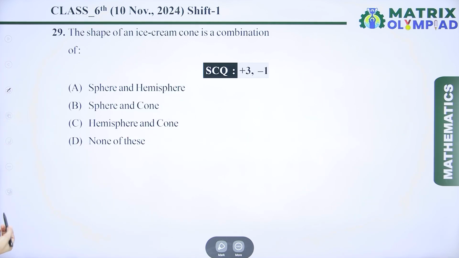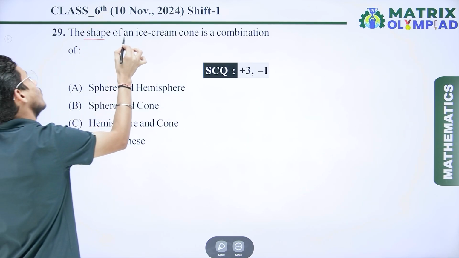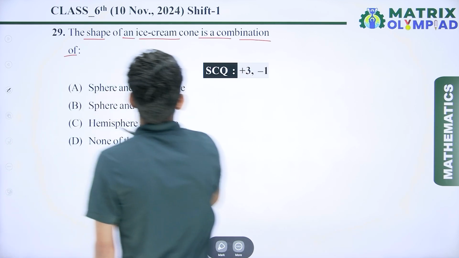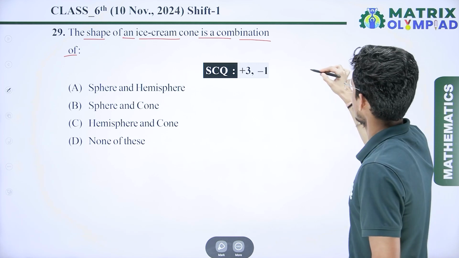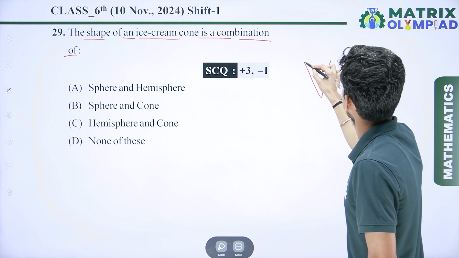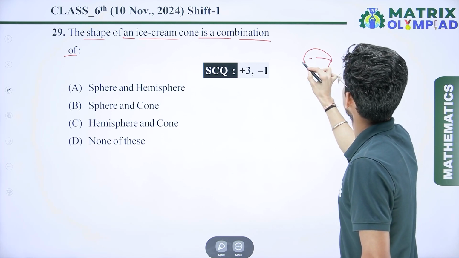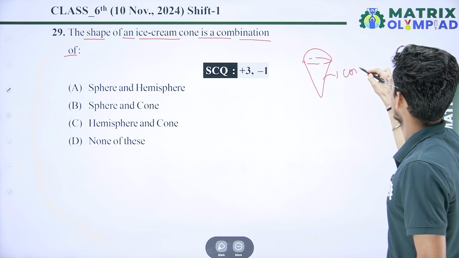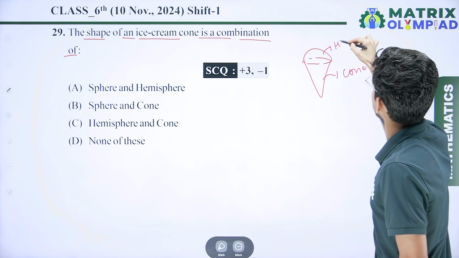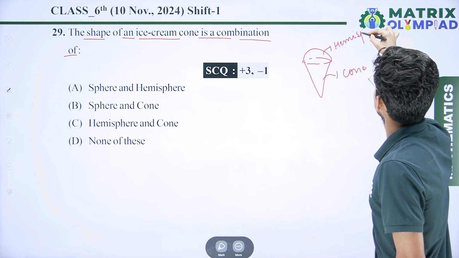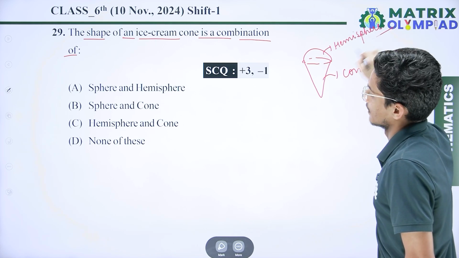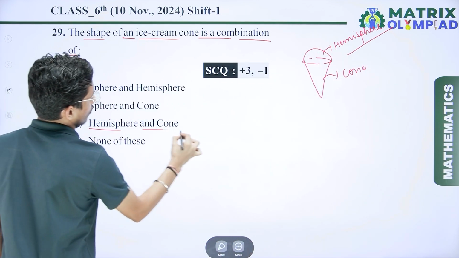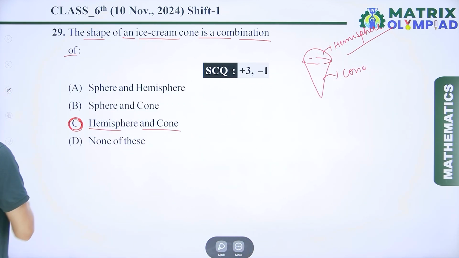So now if I talk about the next question, that is, the shape of an ice cream cone is a combination of. So we know the shape of ice cream is like this one. In the shape of ice cream, here this is the cone and this is the hemisphere. So cone and hemisphere. So here option number C is the correct answer.